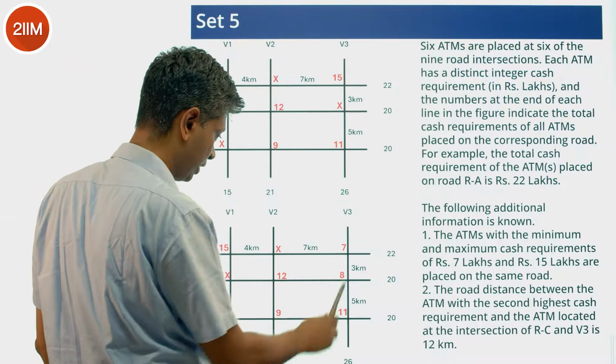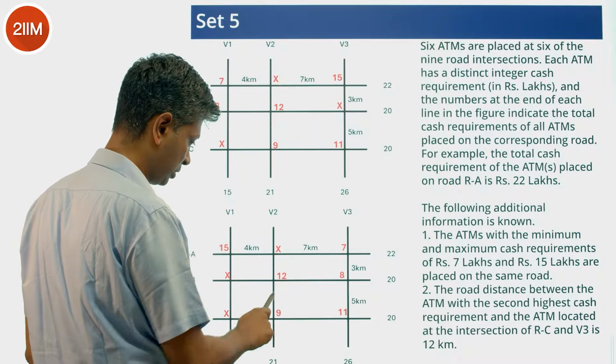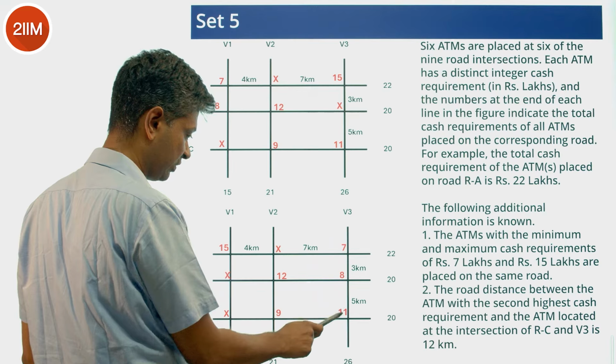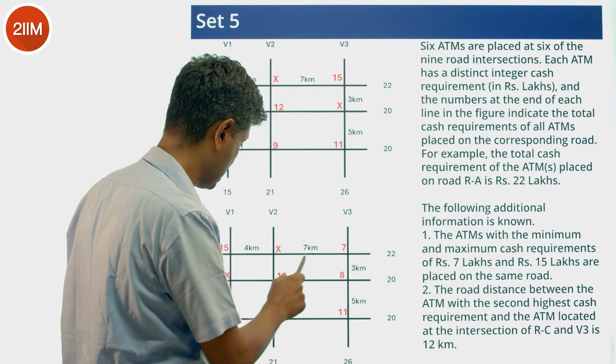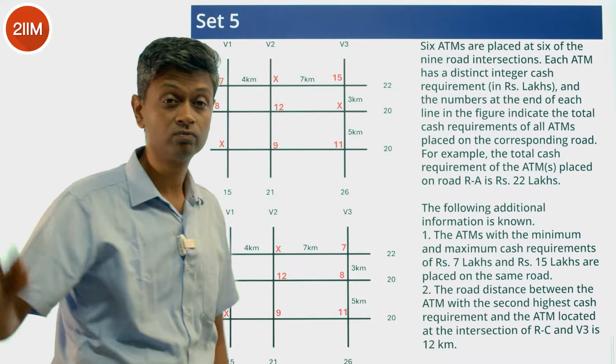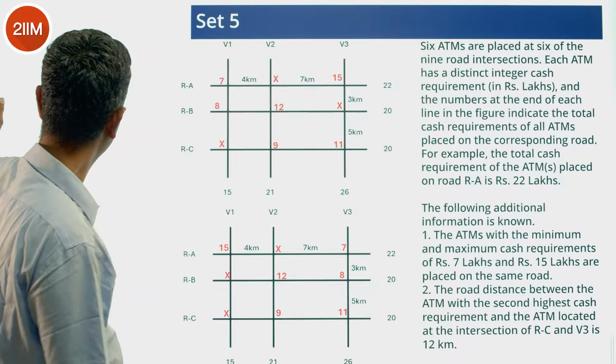15 plus 7, 22. 12 plus 8, 20. 9 plus 11, 20. 12 plus 9, 21. 7 plus 8 plus 11, 26. 6 distinct numbers, 7, 8, 9, 11, 12, 15. Brilliant. So both of these are possible. Now we say, hey, both are possible.